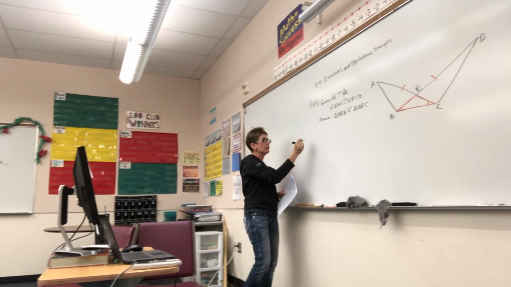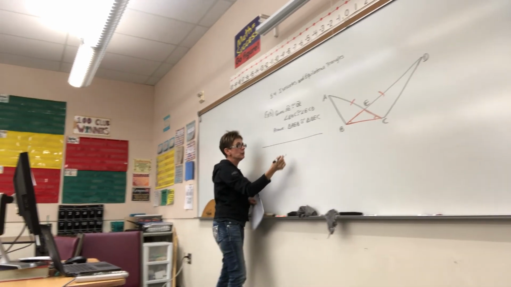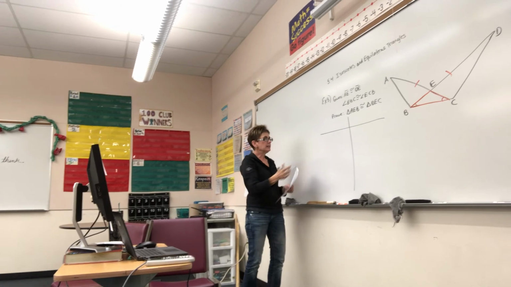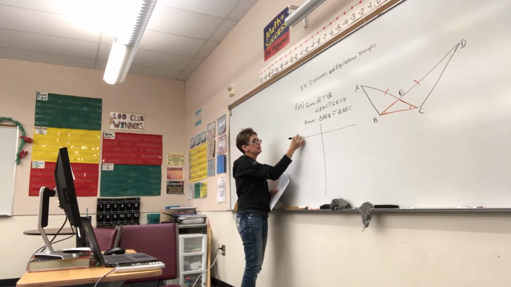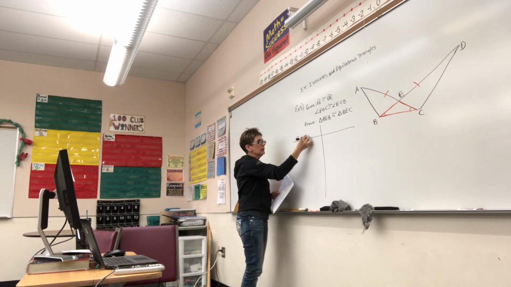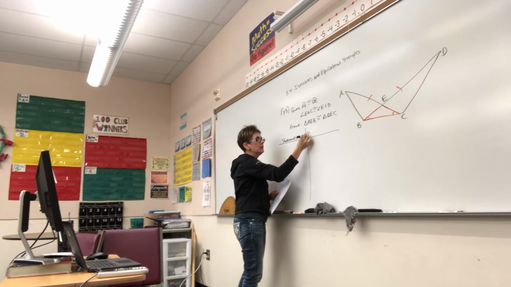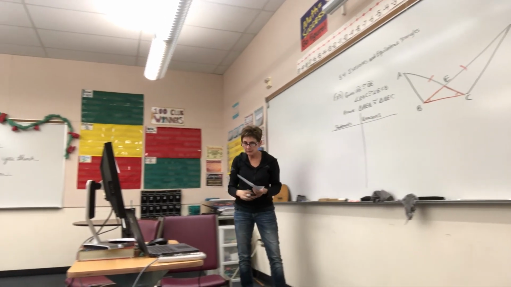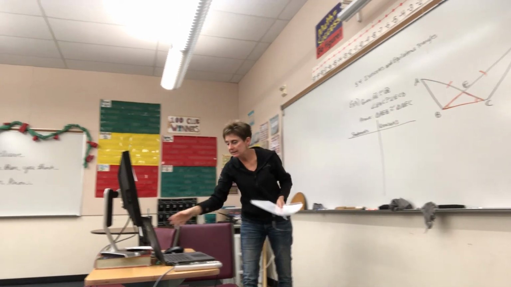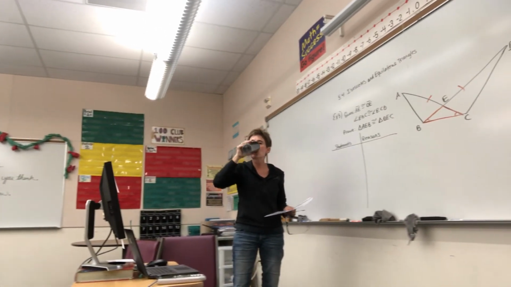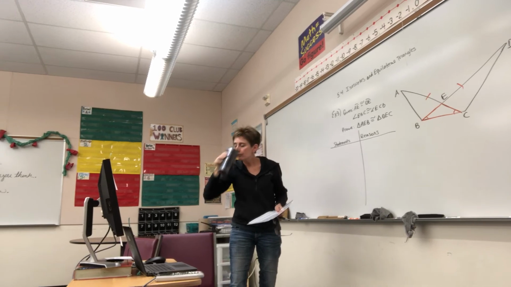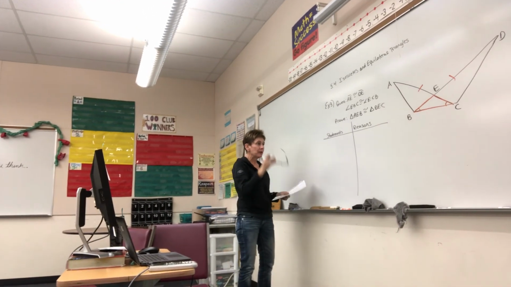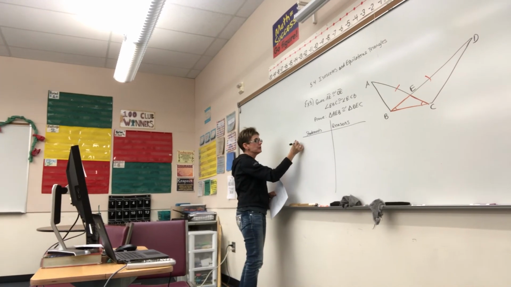All right, remember our first step is always to draw the letter T. Our second step is to write statements on the left and then reasons on the right. Who can tell me what we do next after we write statements and reasons? The next thing we would want to do is write down whatever we've been given as our first statement.